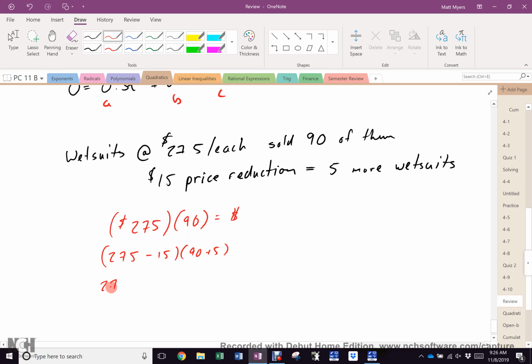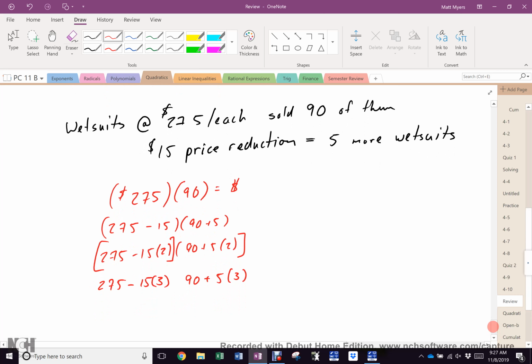Okay. Well, what logically then would happen if I dropped it by 15 twice? It would be 90 plus 5 twice, correct? What if I dropped it thrice? 90 plus 5, 3, yes?